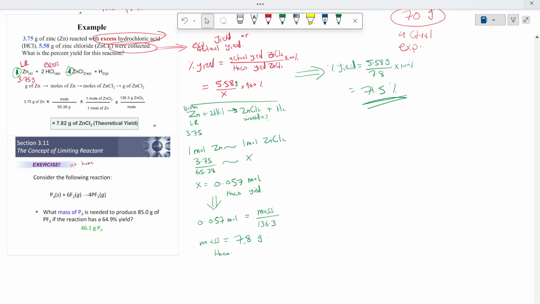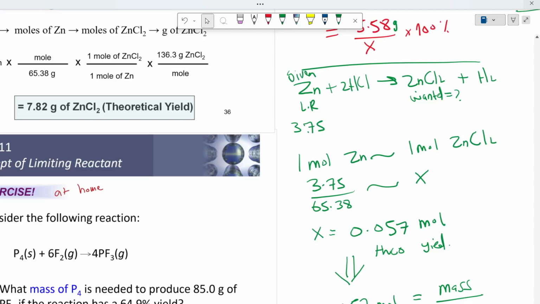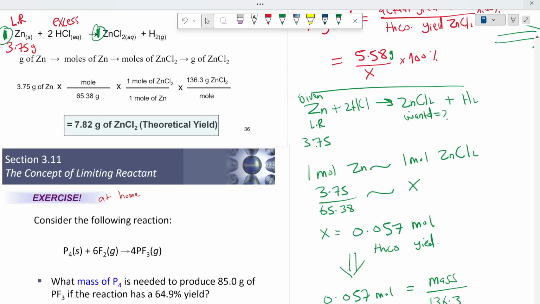Here you can solve this problem at home. Same procedure, same everything, same idea. You have a reaction between P4 and 6F2 to produce PF3 according to this equation. What mass of P4 is needed to produce 58 grams of PF3 if the reaction has a 64.9% yield? The answer is given. Try to solve it by yourself.